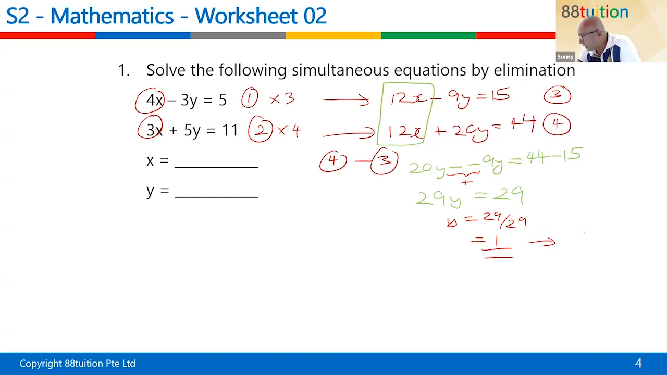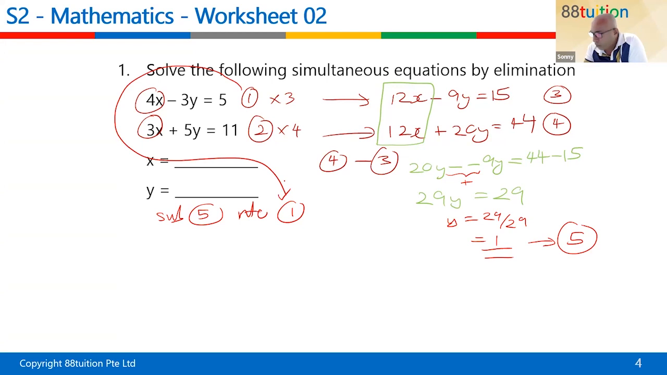And I'm going to call this equation 5. Label it as 5. And the next step, I'm going to substitute. Substitute equation 5 into one of the equations. Let's say into equation 1, all right? This is equation 1. So I know y is 1. So it's going to be 4x minus 3, y equals 1, so 3 times 1, equals 5. So it's going to be 4x minus 3 equals 5.